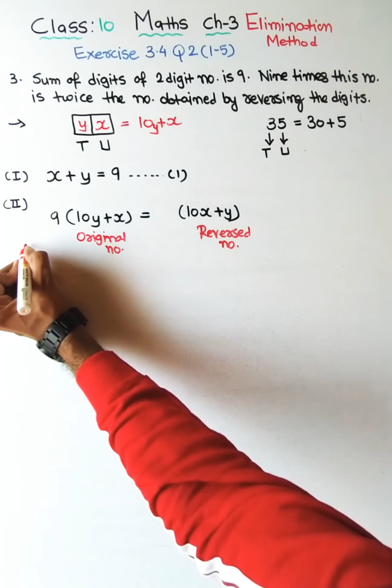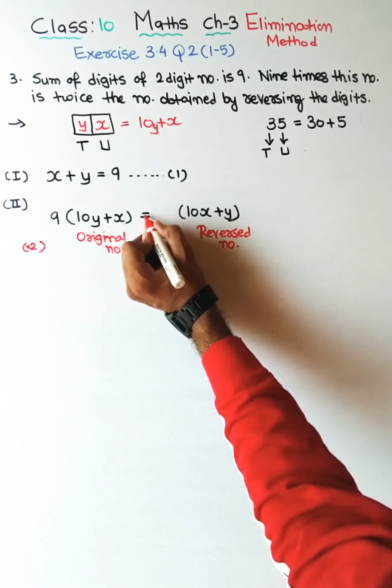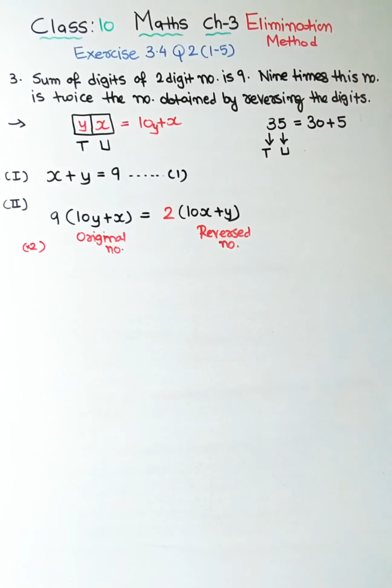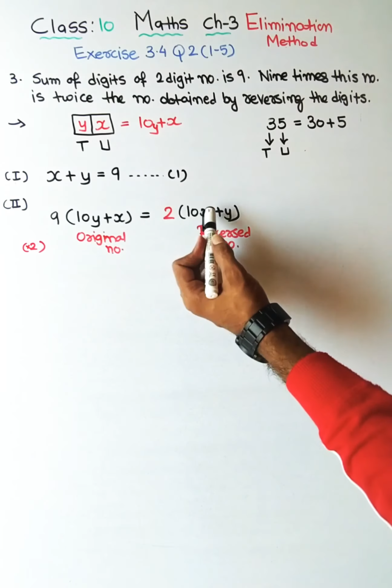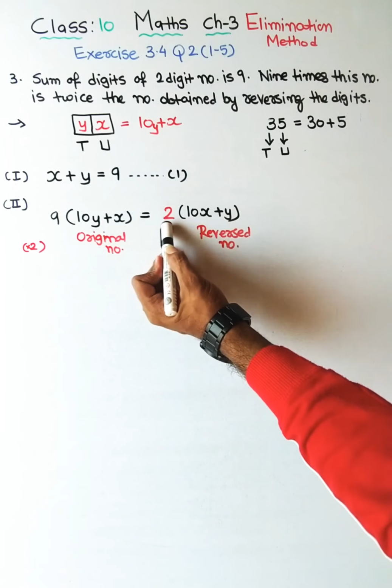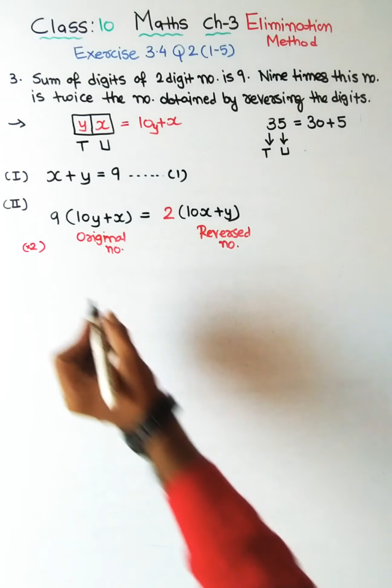So the original number is already twice. So what to do? To make it equal, we will multiply 2 with this number. So now it is clear. 9 times this number is twice the reverse number. So twice we have given over here to make it equal. Now let us convert it into simple form.